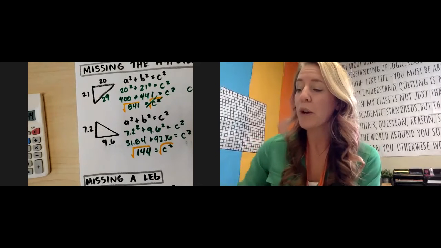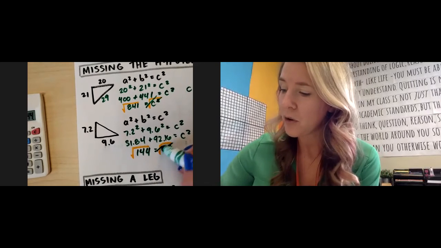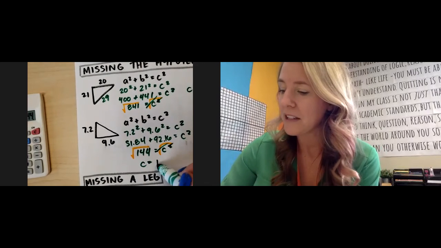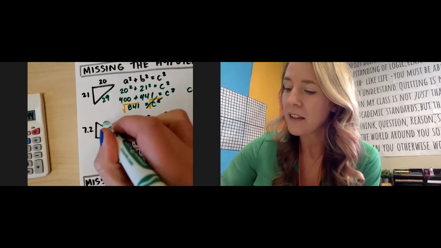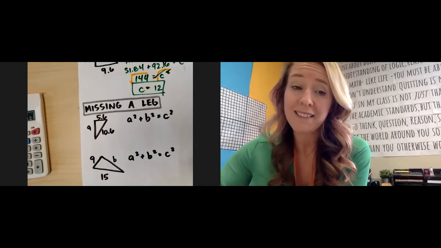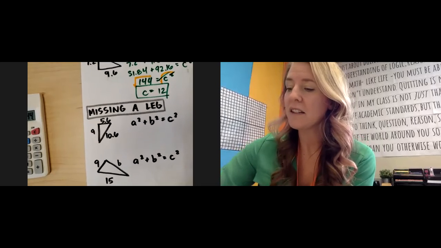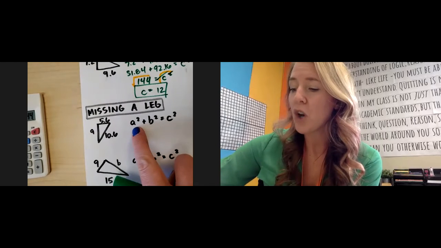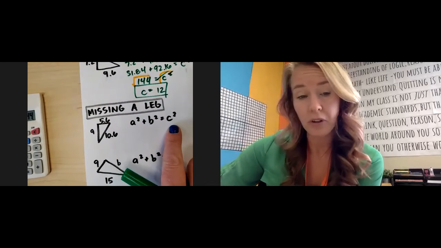I want to find the square root to get C all on its own, and I think you probably know that C equals 12. So the missing length, my hypotenuse, is 12 on that problem. Now you could also be missing a leg. So missing a leg is a little bit different. We know one leg, but we don't know the other, and we do know the hypotenuse.